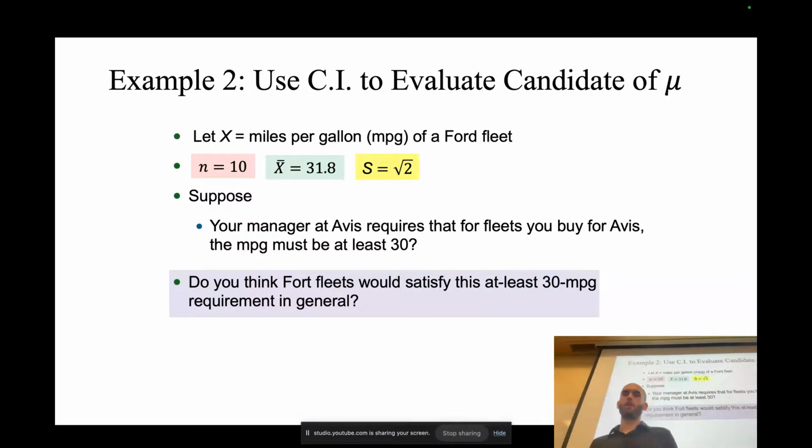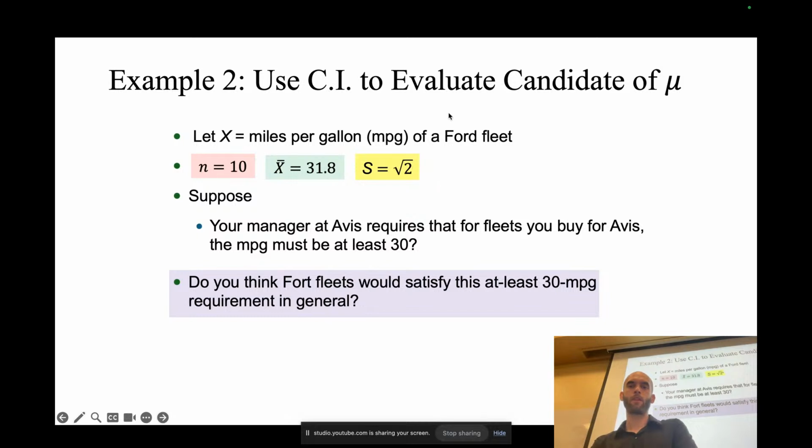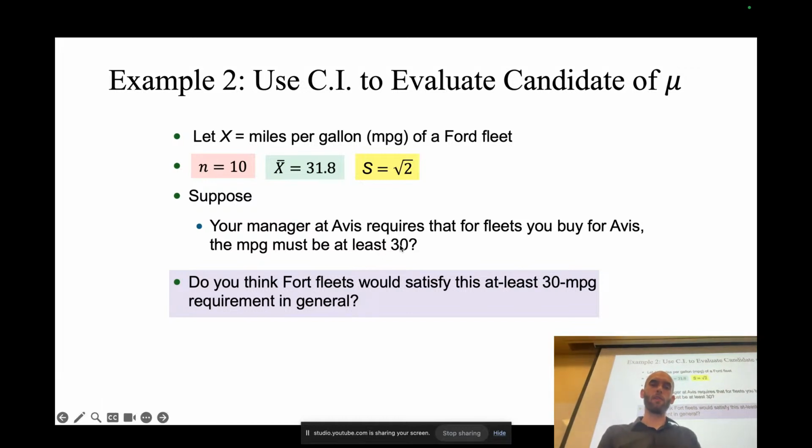So this is where we're starting to get into hypothesis testing just a little bit. We want to try to evaluate a potential question we might have. So what if we wanted to check a claim? Like how confident are we that a particular claim about the truth is close to our sample estimate.